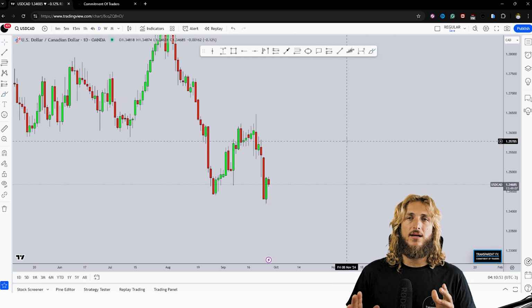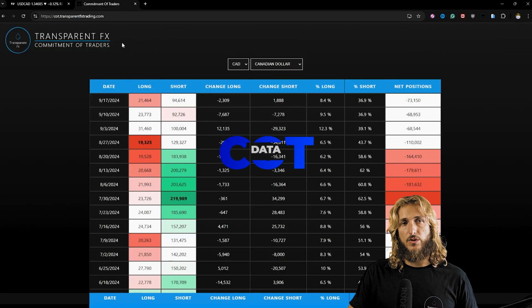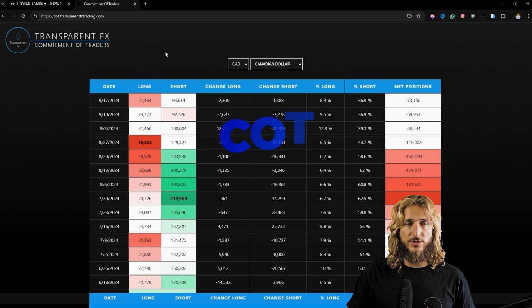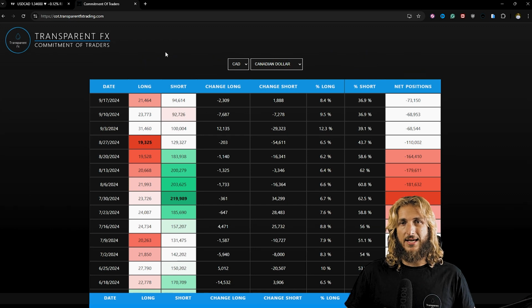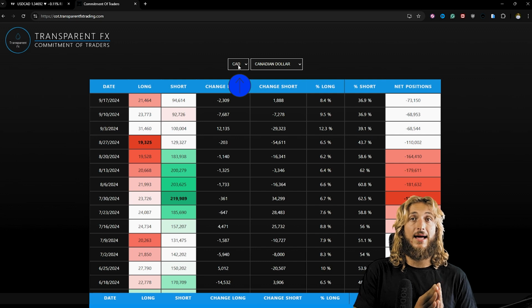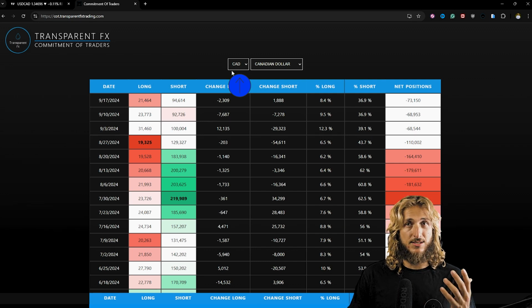Well, before we dig more into detail here on what we have from a technical perspective, first, let's go and see what we have when it comes to the commitment of traders, so the COT data, so essentially what hedge funds and the big players in the market are doing precisely on the CAD. Now, the first thing to keep in mind is that if we're looking at the data for the CAD, we're actually already looking at CAD USD, because all currencies on the spot are traded against the USD.